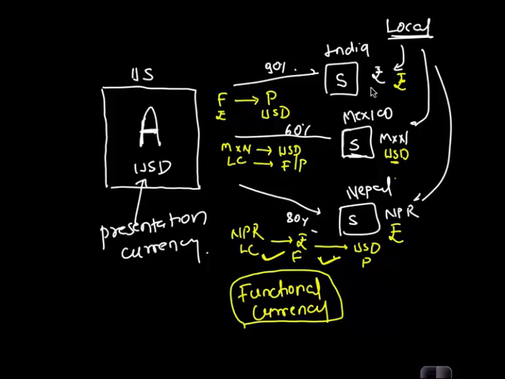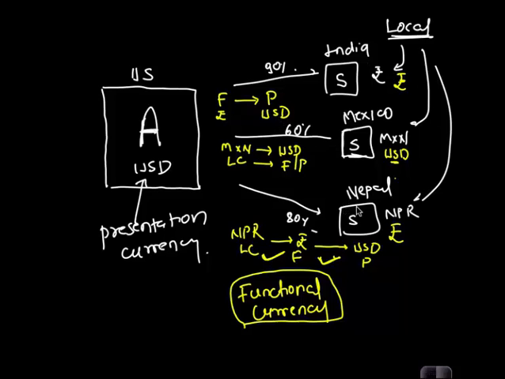So the question she's asked is, what is functional currency? What is the difference between functional and local? Local currency simply means the currency of the country where the subsidiary is. So if it's in India, it is Indian rupee. If it's in Mexico, it is Mexican pesos. Functional currency means the primary economic environment in which that subsidiary operates.